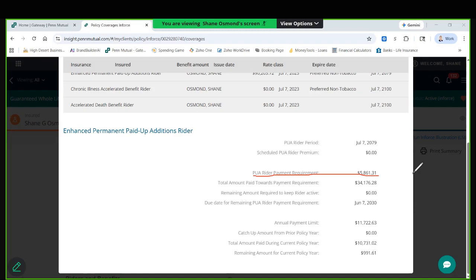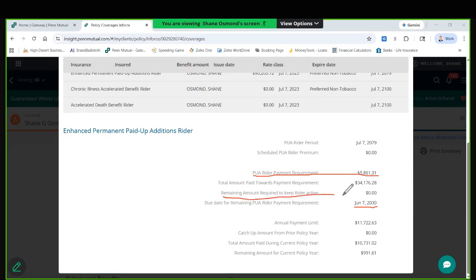$5,861. And see where it says due remaining for remaining PUA rider payment requirement, and it says June 7th, 2030. So this policy's anniversary is on June 7th, and the last payment was probably 2025. So it already kicked the can 5 years down the road. So if you look at that date and you're like, oh, that's this year, then you might want to put in at least that minimum amount.